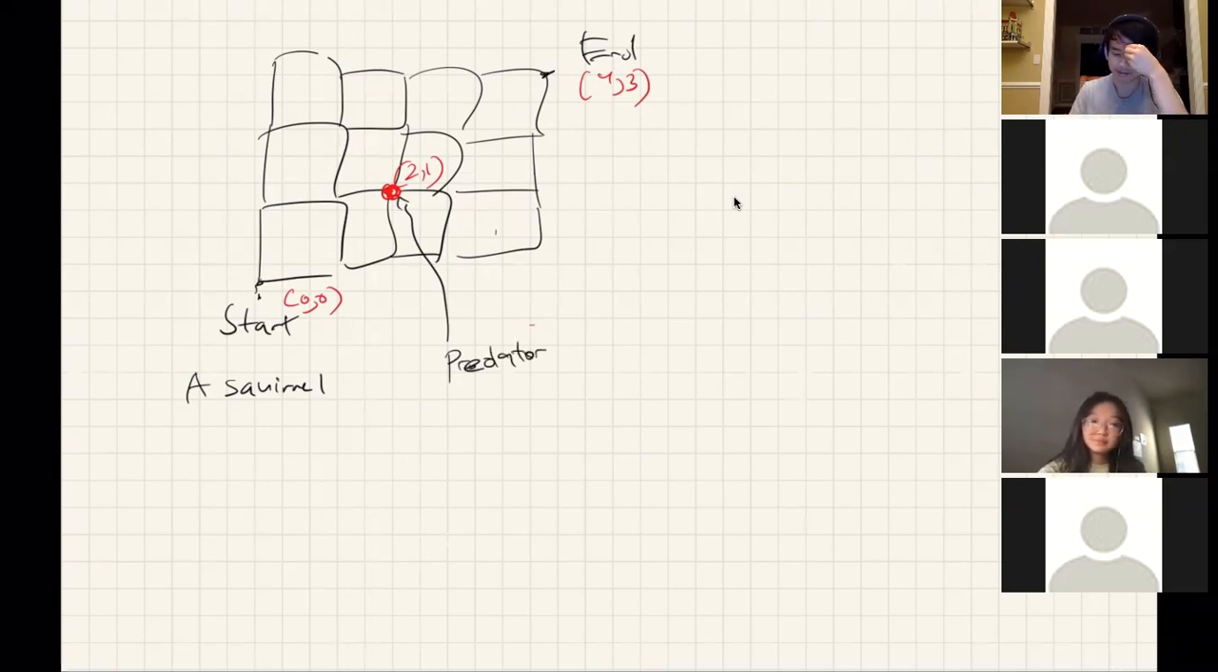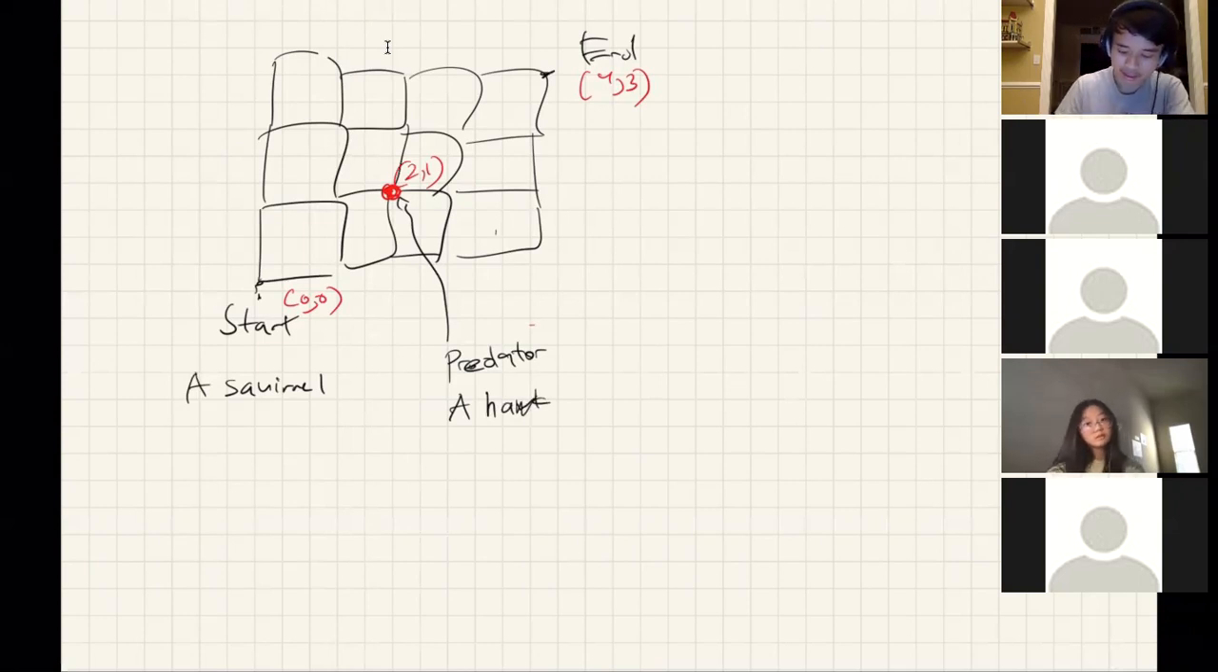Maybe like, I don't know. What eats squirrels? I don't know. Maybe a hawk or something. I don't think hawks eat squirrels, but that's beside the point.